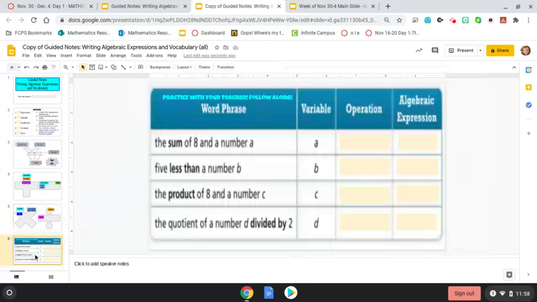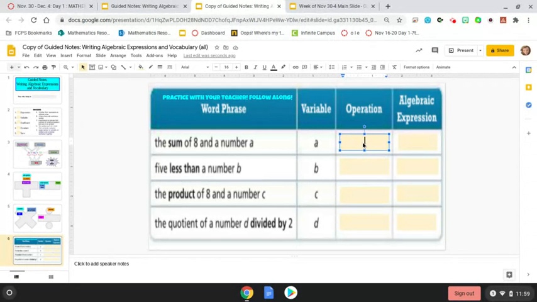I'm going to move on to slide 6. Slide 6 says, let's practice. I want to be able to turn this sentence into a mathematical sentence. So it says the sum of 8 and a number. What does the word sum make us think of? The word sum makes me think of add. How can I write the sum of 8 and a number? Well, I can write 8 plus A. It tells us to use the letter A, the sum of 8 and a number A. That's the same thing in algebra as our word phrase.